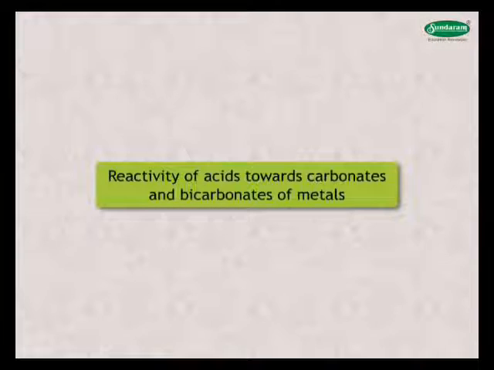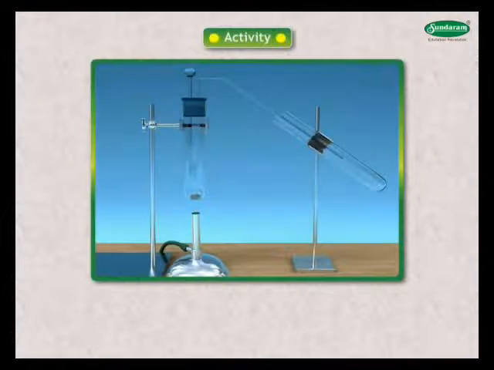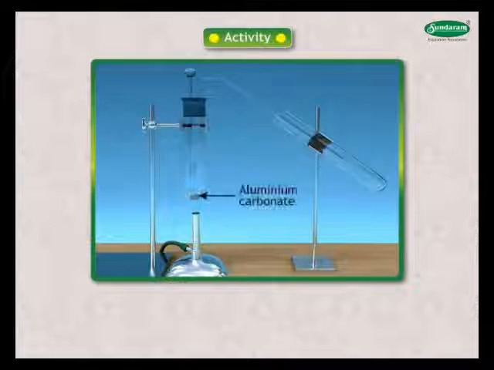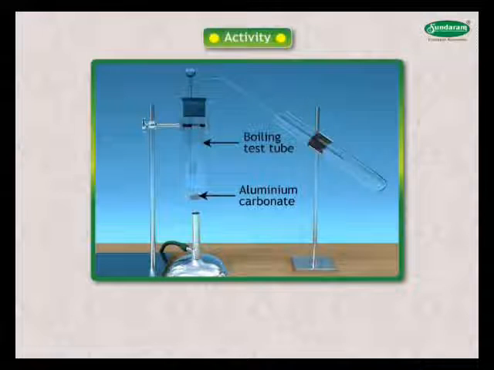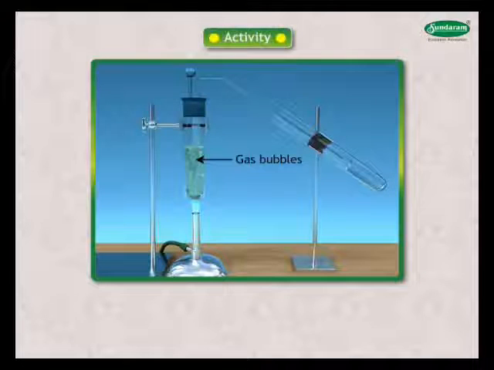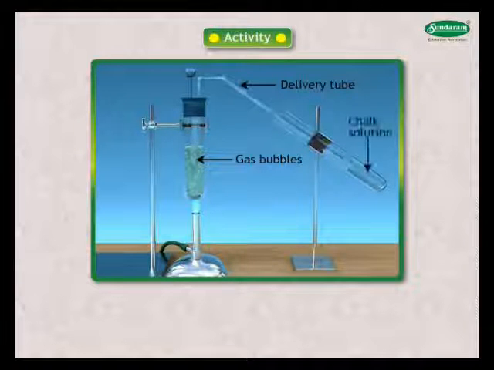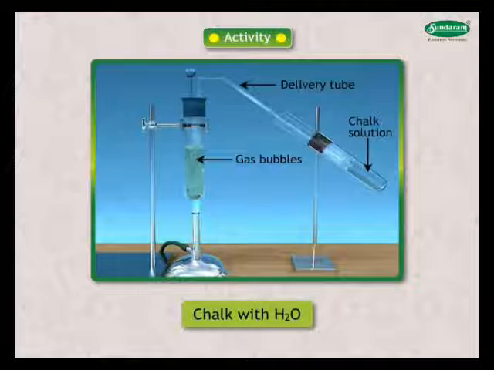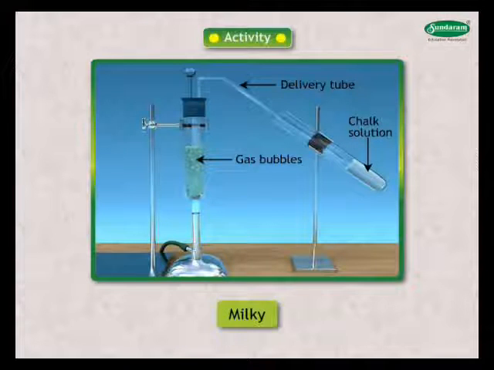Reactivity of acids towards carbonates and bicarbonates of metals. Activity. Take 2 grams of aluminium carbonate in a boiling test tube. Add dilute HCl to it. Do not allow the gas to escape. Through the delivery tube, allow the gas to pass through decanted solution of chalk with H2O. What are your observations? The chalk solution turns milky.